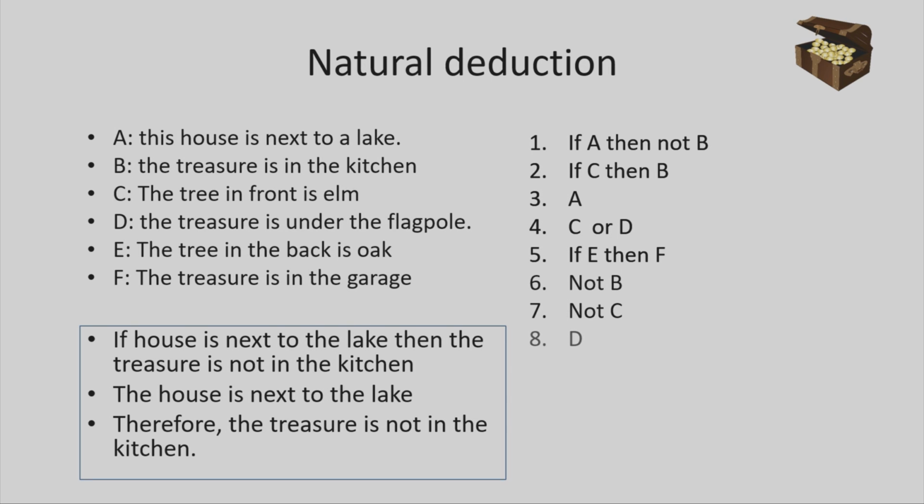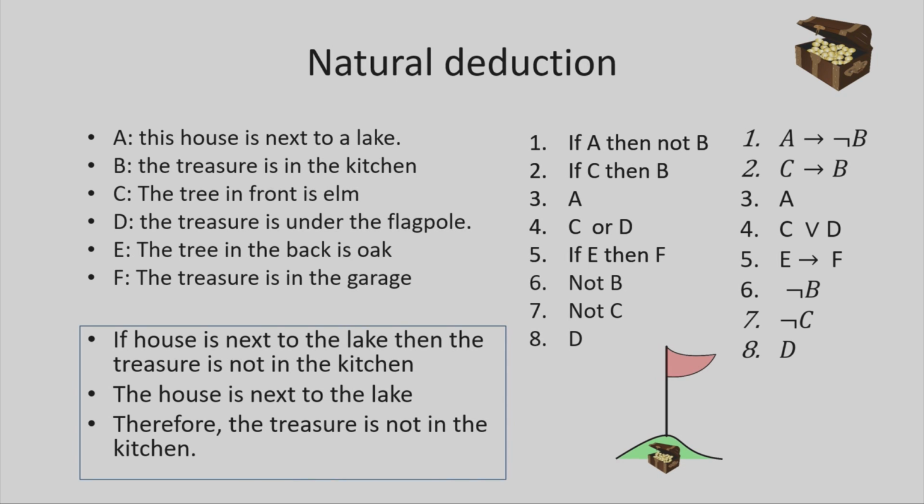And what does D say? The D tells us that the treasure is under the flagpole. Great. We derive a statement that tells us where the treasure is. And here it is. It's under the flagpole.